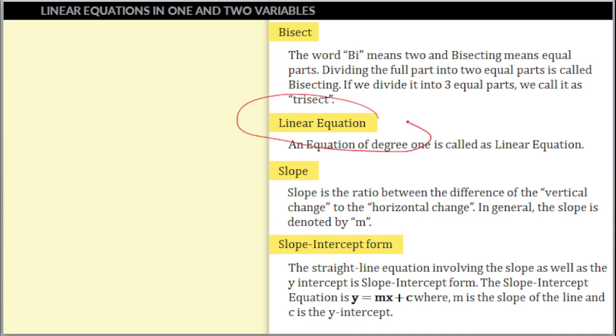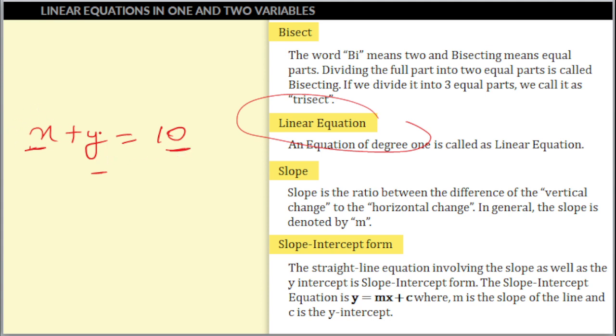So linear equation is an equation of degree 1. So let's say x plus y is equal to 10. This is an equation and these are the variables, that is, they have no fixed value, and this is a constant. Constant includes numbers and variable includes alphabets.